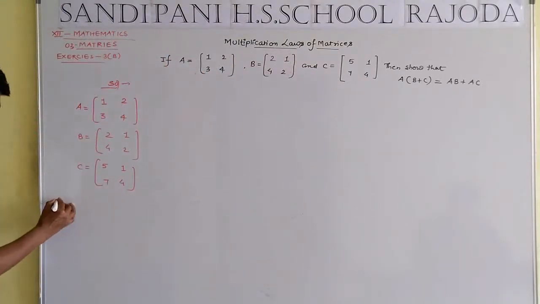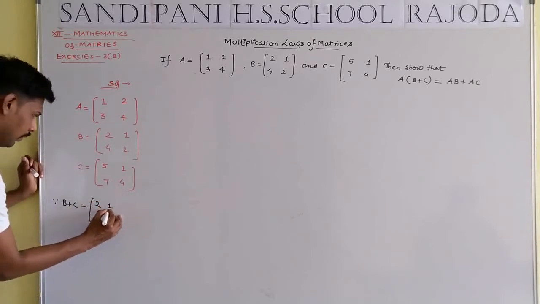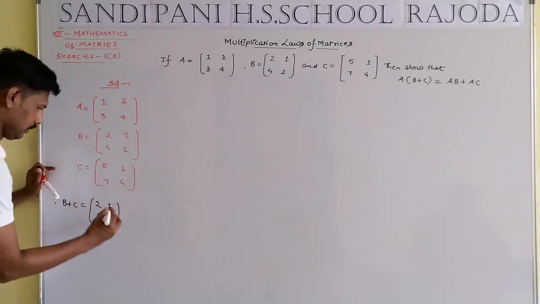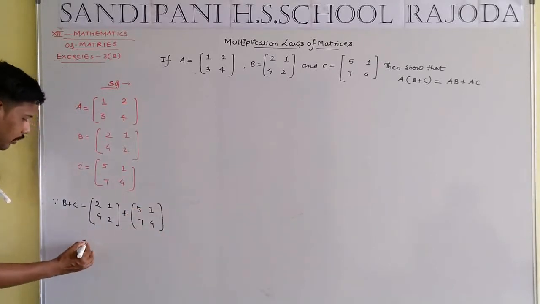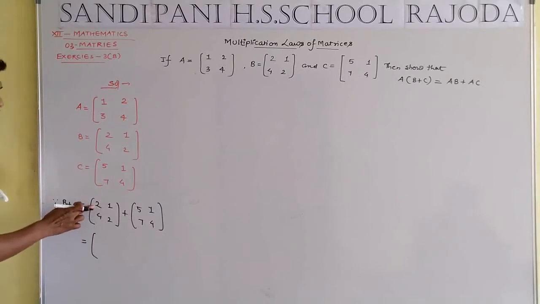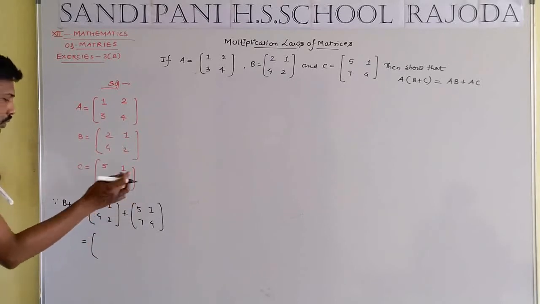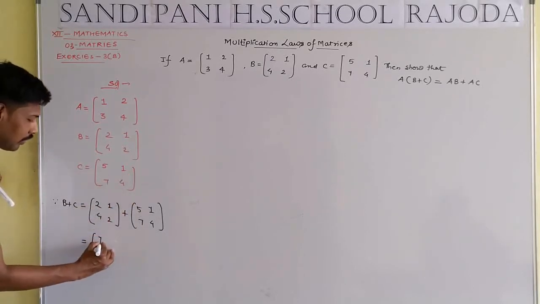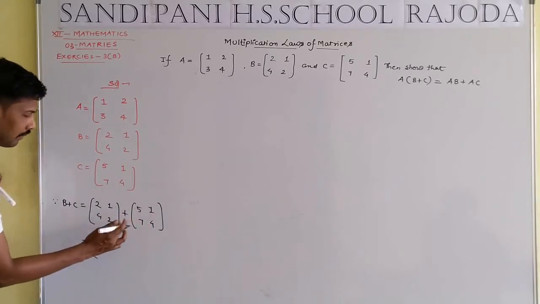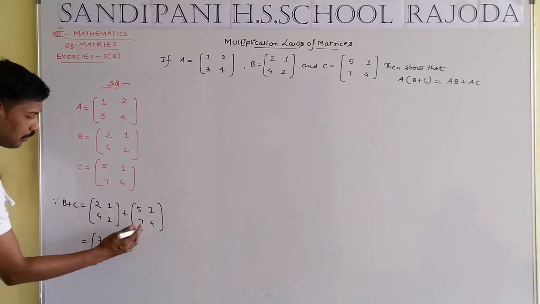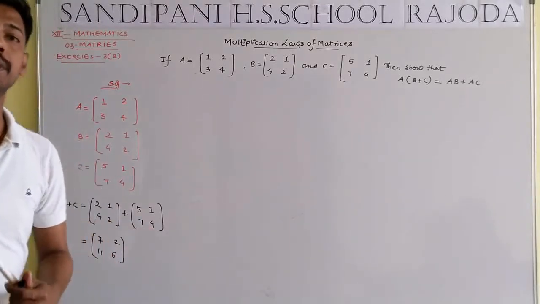So we take B plus C first. What is the meaning of B plus C? [[2, 1], [4, 2]] plus [[5, 1], [7, 4]]. What is the property of addition? The first element is added with the first element, the second element with the second, and so on. So 2 plus 5 equals 7, 1 plus 1 equals 2, 4 plus 7 equals 11, and 2 plus 4 equals 6. Here we get B plus C.